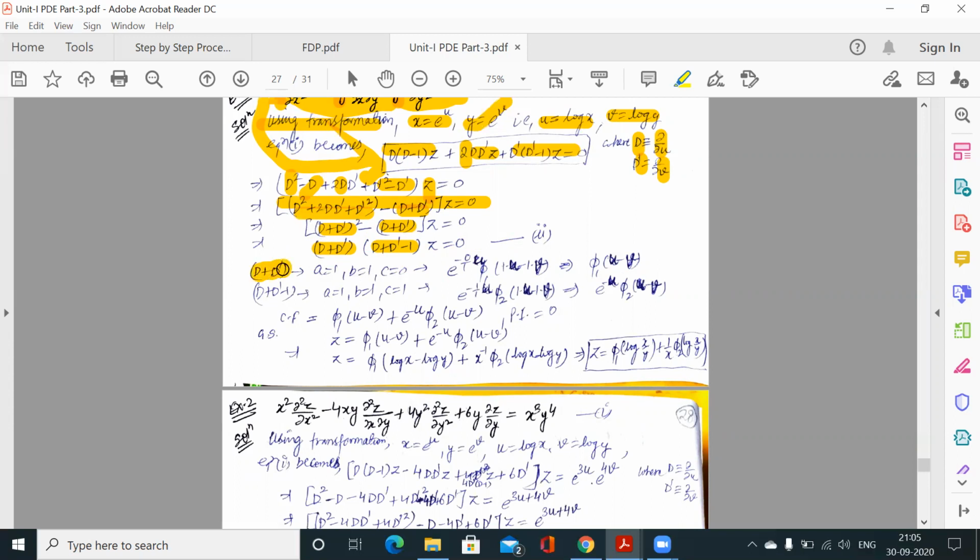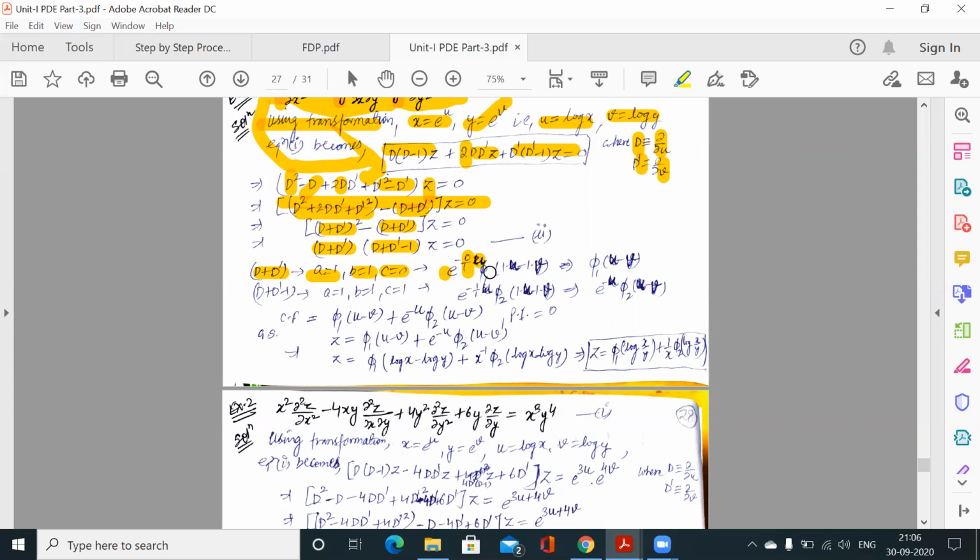So this is D plus D dash. So what is a? The coefficient of D is 1, the coefficient of D dash is 1, and the constant part is 0. So a, b, c. Now we have the values of a, b, c. Now to write the CF, it is e to the power minus c by a. So c is 0, a is 1. So 0 by 1 into x.